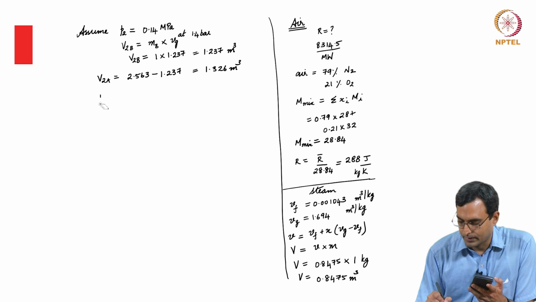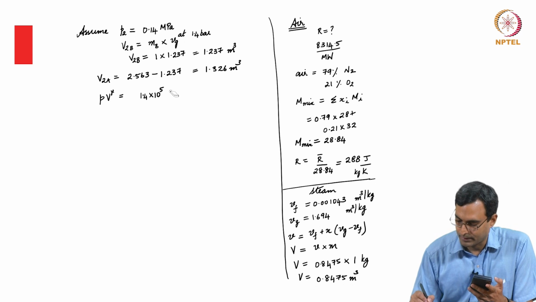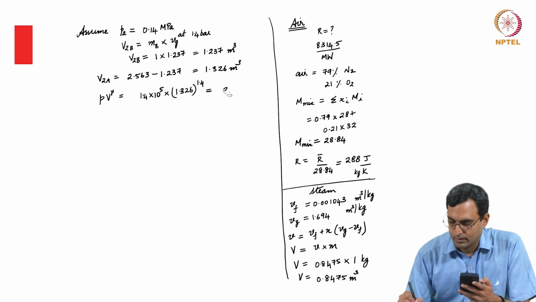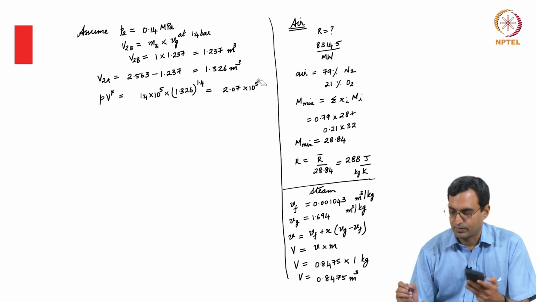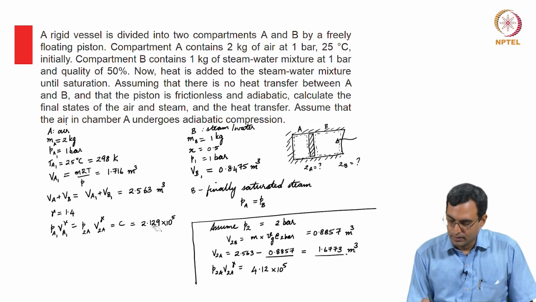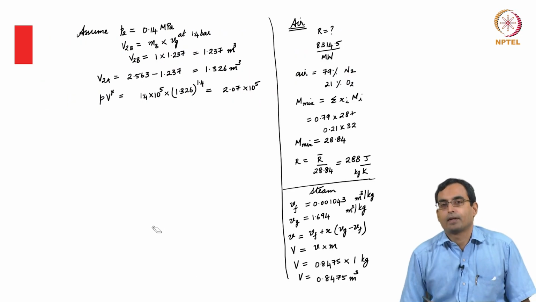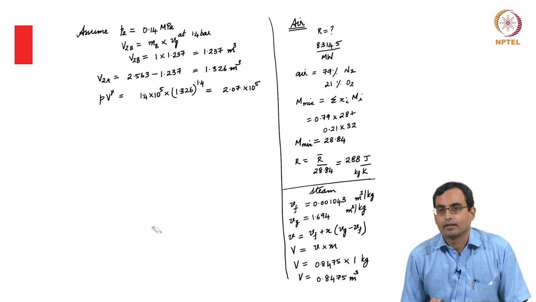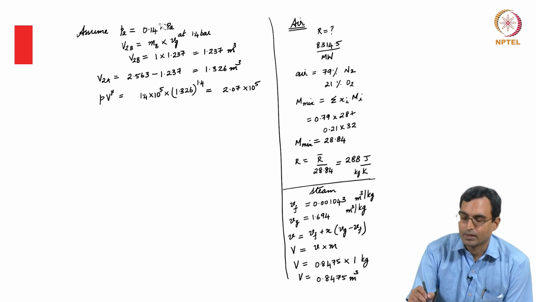What I am once again going to see is what PV to the power gamma is. So that's 1.4 in 10 power 5 Pascal, or 0.14 into 10 power 6 Pascal, into 1.326 to the power of 1.4. Which gives me 2.07 into 10 to the power 5. This was supposed to be 2.12 into 10 to the power 5, not very far away from what I have got. So if I had tables with finer digits, I could find this closer, but this is not bad. So I am pretty happy with my guess of 0.14.